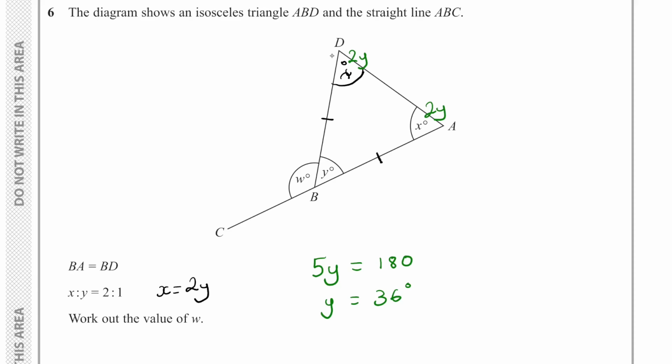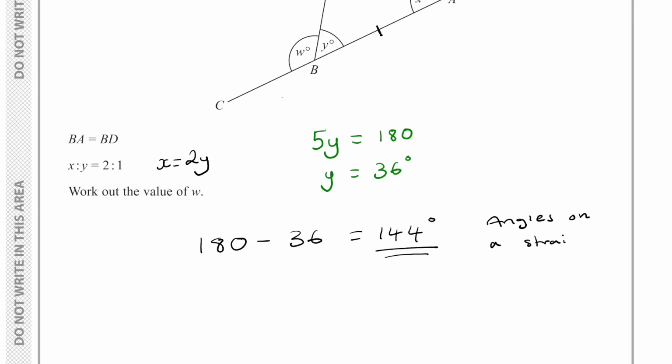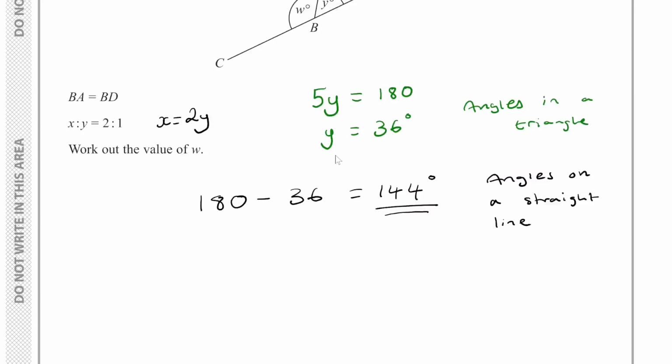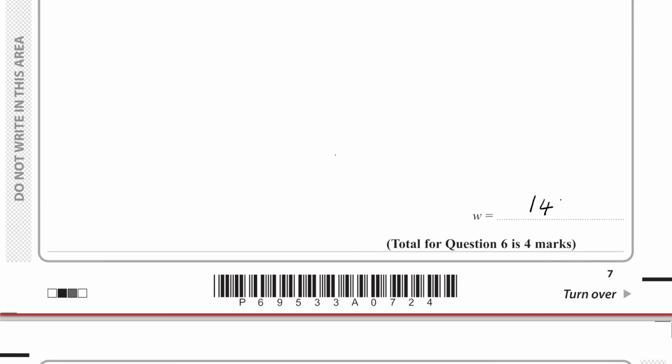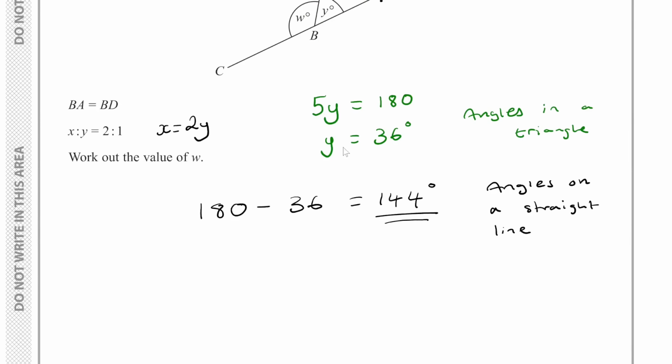W is on a straight line with y. So angles in a straight line add up to 180 degrees. 180 take away 36 is 144 degrees. So these are angles on a straight line. And these are angles in a triangle. So our answer is 144 degrees. We didn't need to write degrees there because it said W degrees.